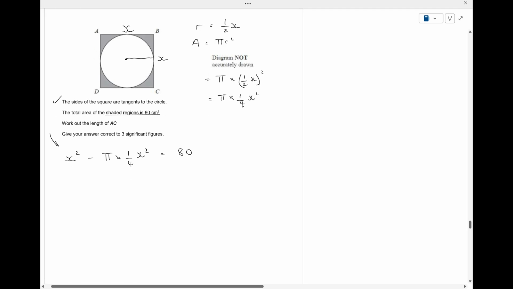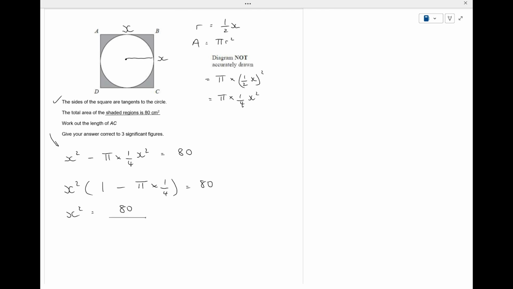So here's an equation for me to solve. Well, I can factorise the left-hand side. I'll pull out x squared, 1 minus pi times a quarter in the bracket equals 80. So x squared is 80 divided by 1 minus a quarter of pi. So I can find out what x is now. I can find out what x squared is, and then square root. So let's have a look. 80 over 1 minus pi over 4. Okay, gives me an x squared of about 372.